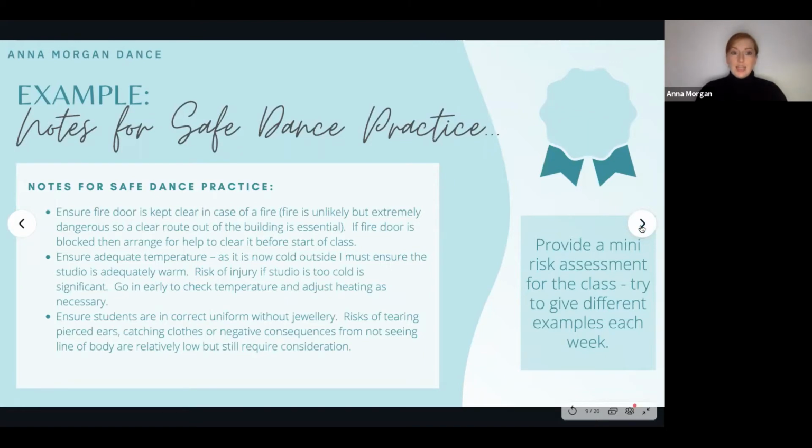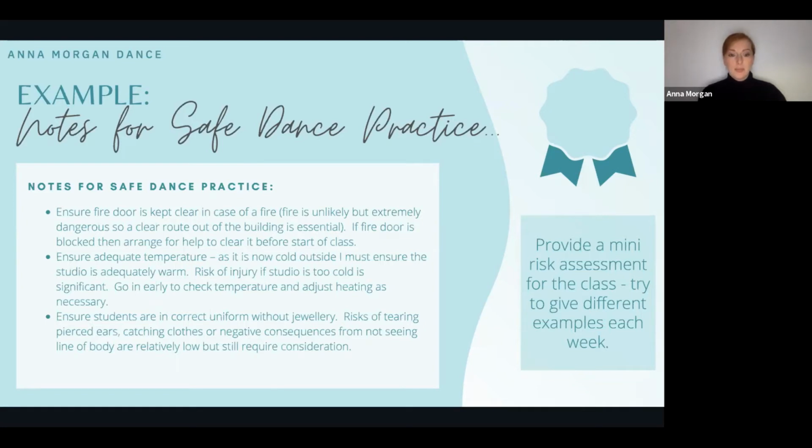Following that, you've got a safe dance practice box, and it's basically like a little mini risk assessment for the class, and you're going to try and give different examples each week. So for this one, it's fairly self-explanatory, so I've just given you some examples rather than explaining exactly what you could write. So an example would be ensure the fire door is kept clear in case of a fire, and what to do if that wasn't the case.